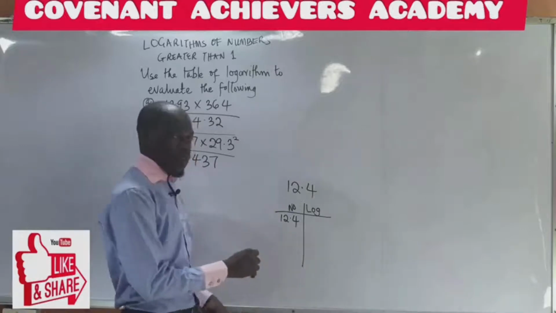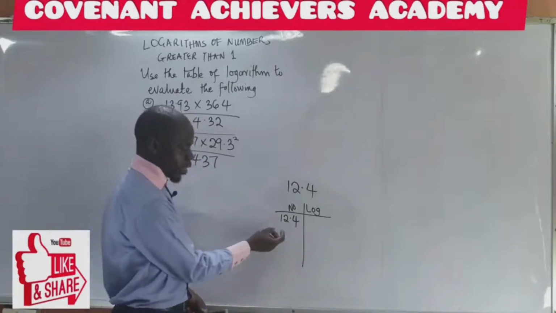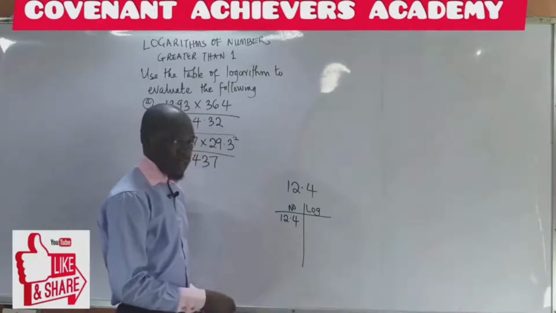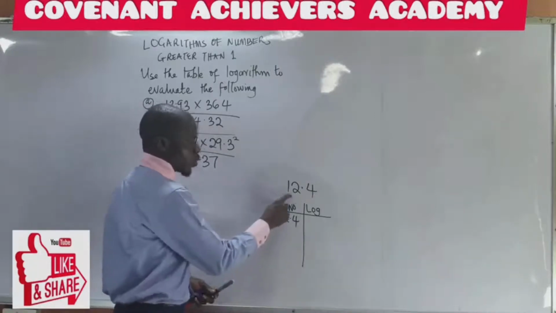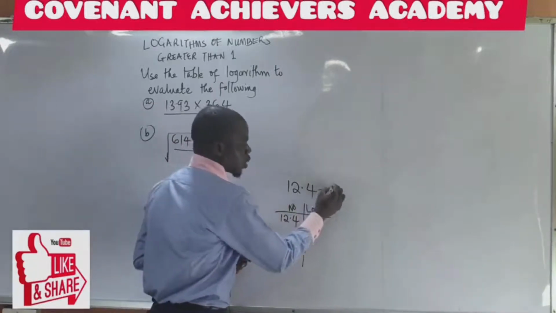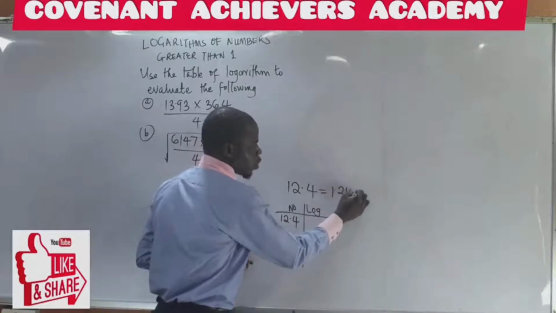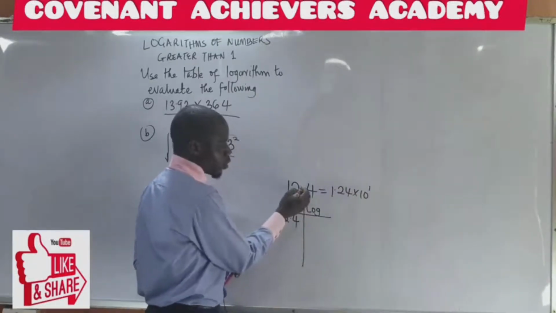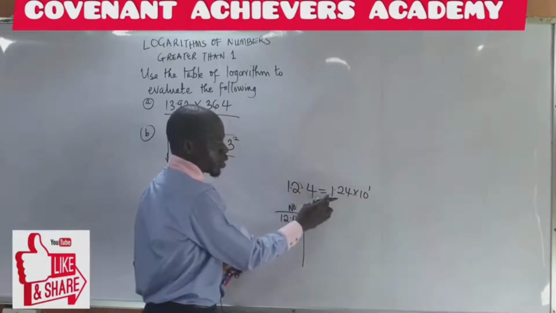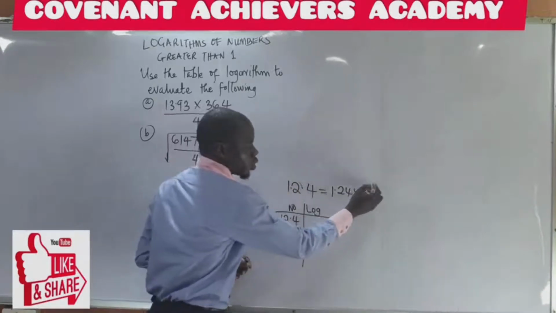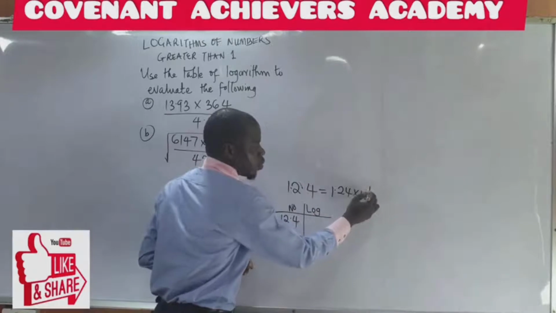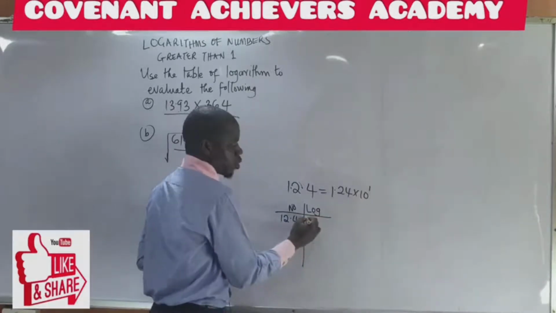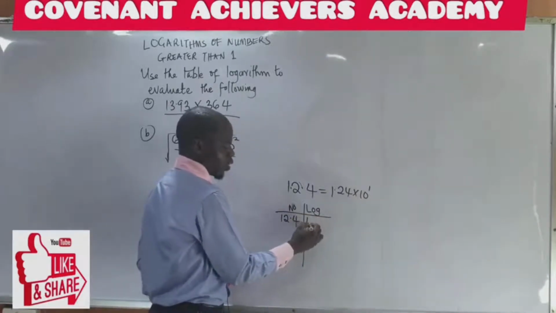Now, the whole number part is determined by expressing your number in standard form. When you express 12.4 in standard form, you get 1.24 times 10 raised to the power 1, because you have moved your decimal point only once. That's how you have it here. So the power of 10 is going to be your characteristic, so you have 1 point.